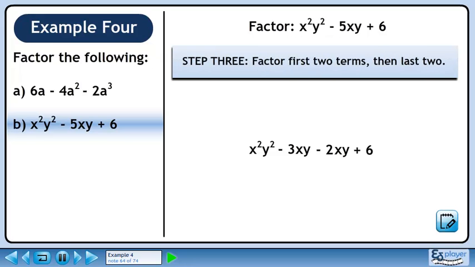In step 3, we'll factor the first two terms, then the last two. X squared y squared factors to xy times xy. Minus 3xy is minus 3 times xy. Factor out xy. This gives us xy times xy minus 3.